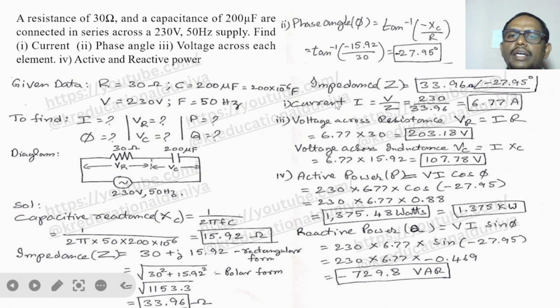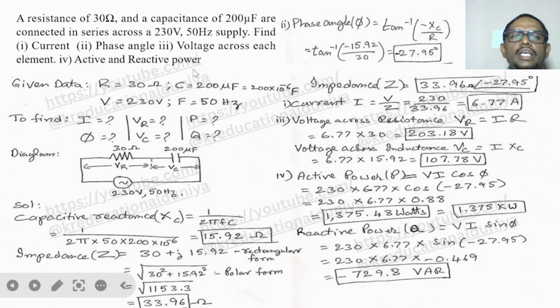And now the current value. According to Ohm's law, I equal to V by R. But in AC circuits, instead of R we use Z, because R, L, C components are there. So I equal to V by Z. The V value is 230 and Z value is 33.96. So you got 6.77 amps.